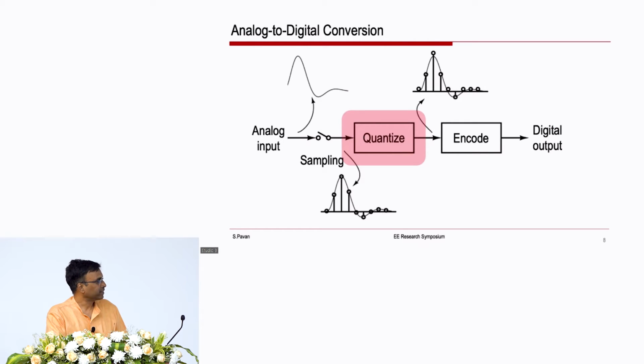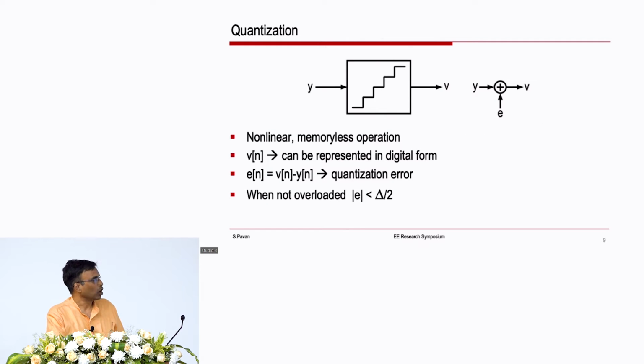The next step is quantization, and quantization is simply taking a sampled sequence with continuous levels and converting it into one with discrete levels. It is a nonlinear memoryless operation. It is like rounding off a number to the nearest integer if you want, and since the output V has a discrete number of levels, it can be represented in digital form. As you can imagine, if you round off a sequence, clearly you have lost information. So, there is some error which is called the quantization error, and the quantization error is less than half the step size in magnitude.